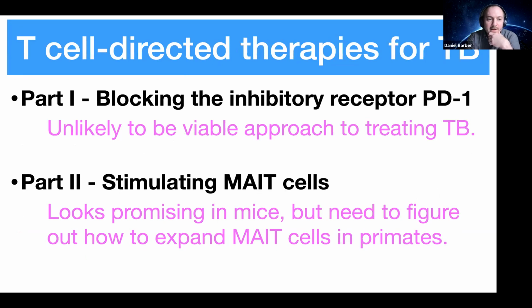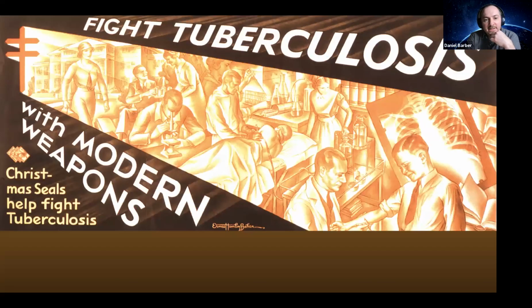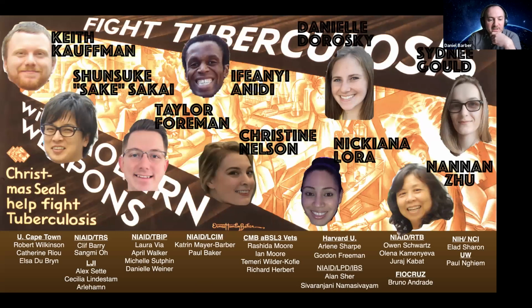So overall, in the first part of the talk, we asked if inhibitory receptors like PD-1 could be targeted in the context of TB. I think it's unlikely that will be a useful approach. And in terms of the second part, branching out into more unconventional T cell populations like MAIT cells, it looks extremely promising, but in order to actually test it, we need to understand how to make MAIT cells expand in a macaque.